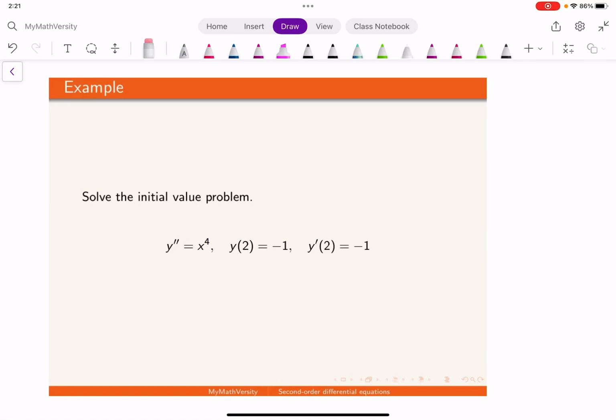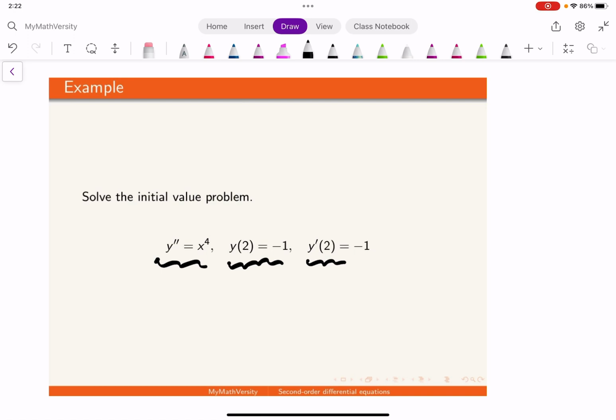So now we are solving the given initial value problem. In this initial value problem, we have been given this differential equation: y double prime is equal to x to the power 4, right? And then we have been given two initial conditions: y at 2 is -1 and y prime at 2 is -1.